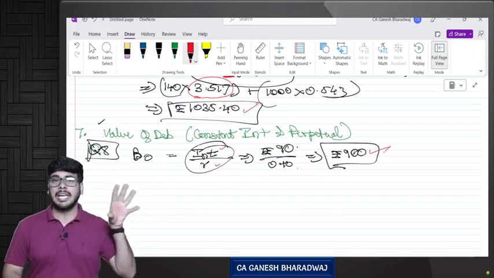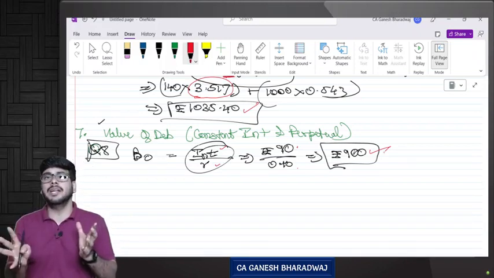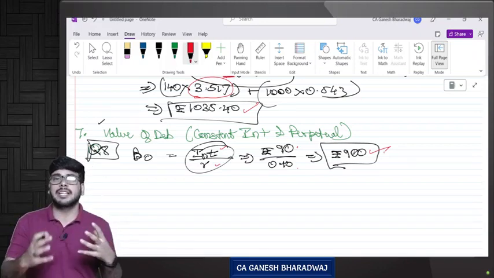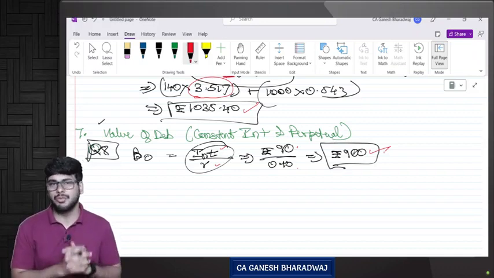Whatever we saw in the time value of money concept, we are just blending that into financial management, and we are seeing how securities are getting valued. Are you clear with this?